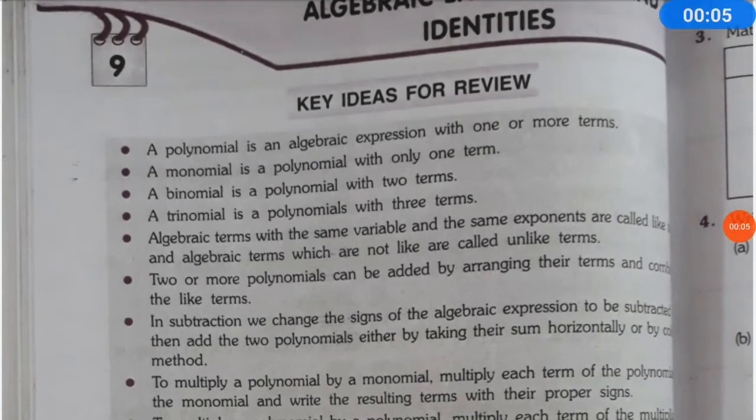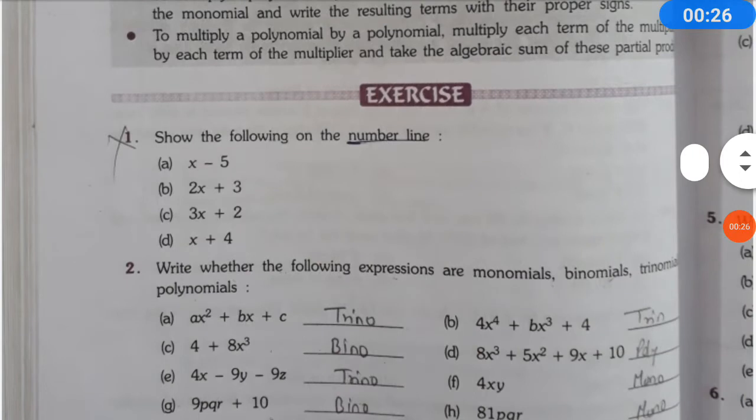Here we are going to have chapter number 9, Algebraic Expressions and Identities from your workbook. Dear students, here we are going to have some of the questions from the workbook also. As you know, before your midterm exam, chapters 1 to 8 are completed. Now we are going to consider chapter number 9. So first question, as you know, show the following on the number line.